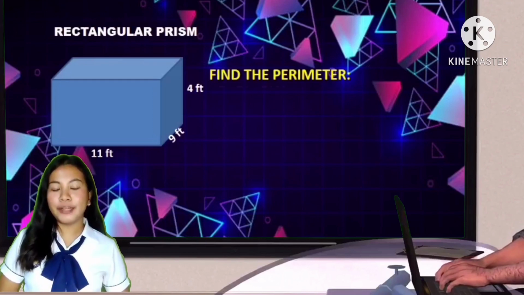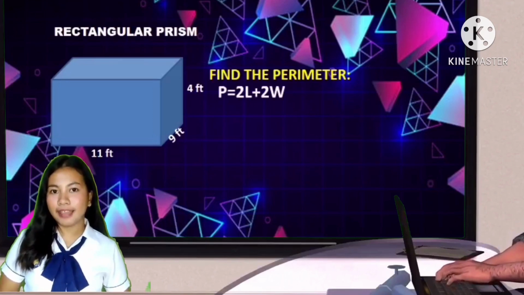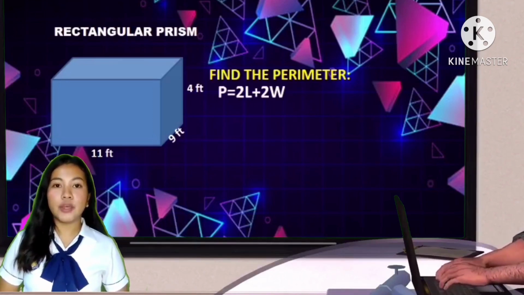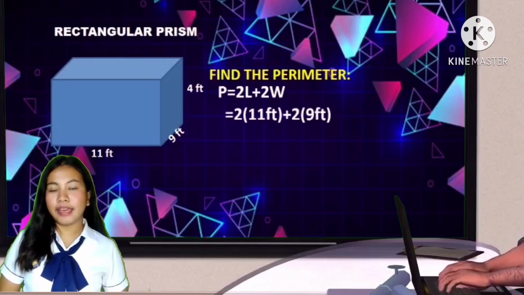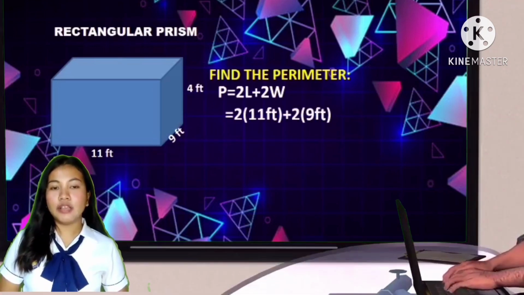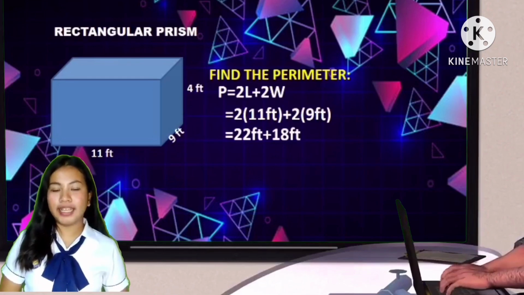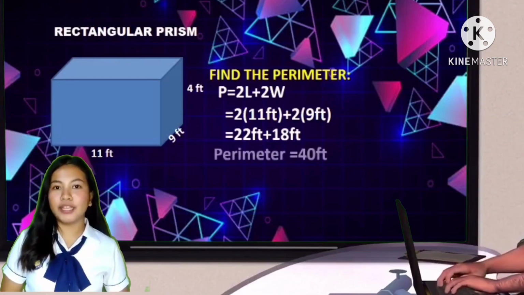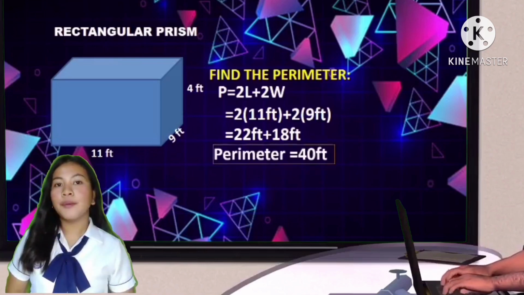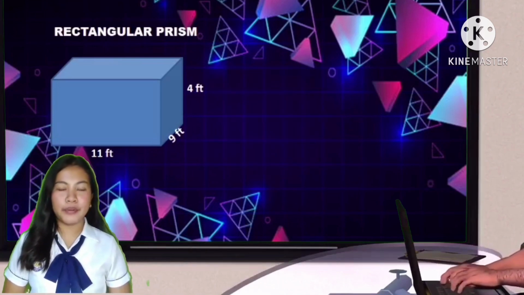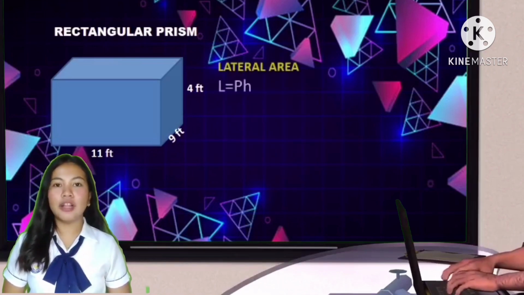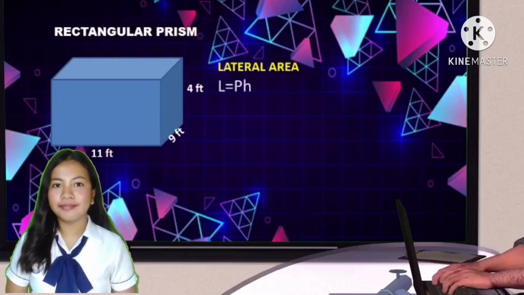The formula for the perimeter is 2 times length plus 2 times width. So it will be 2 times 11 plus 2 times 9. So it will be 22 plus 18 is equal to 40. So the perimeter is 40 feet. We now have the measurement of the perimeter. Let us now proceed in solving the lateral area.